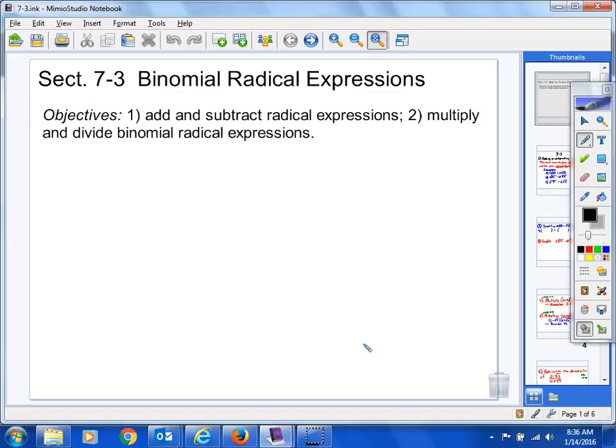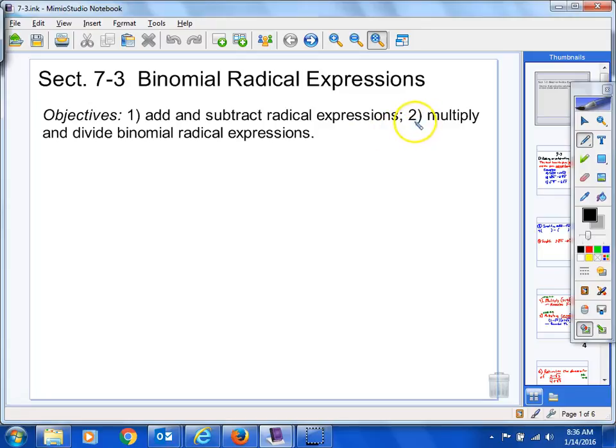These are the notes for section 7.3. This was what was taught in class for this particular section, and the goal for this particular lesson, as you can see in my objectives, is I want you, after seeing this lesson, to be able to add and subtract radical expressions.